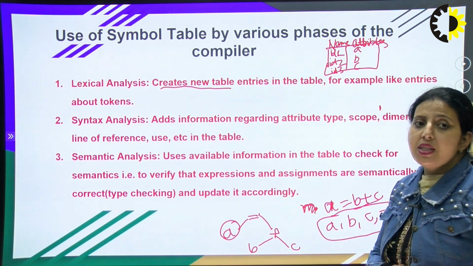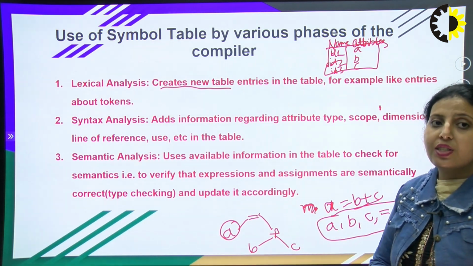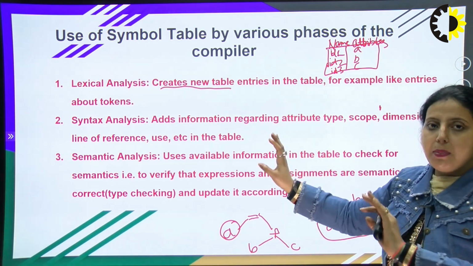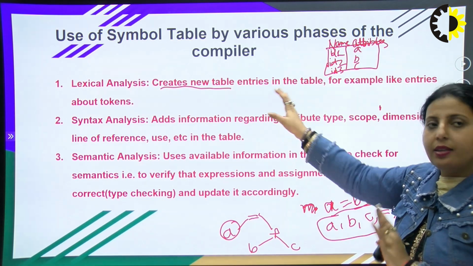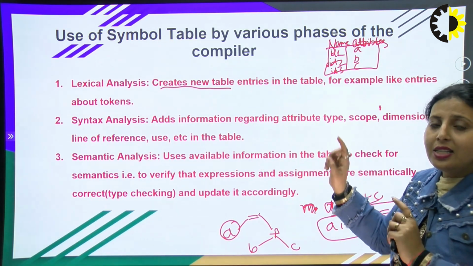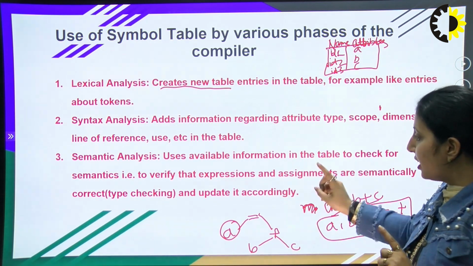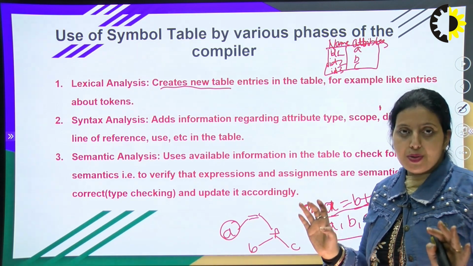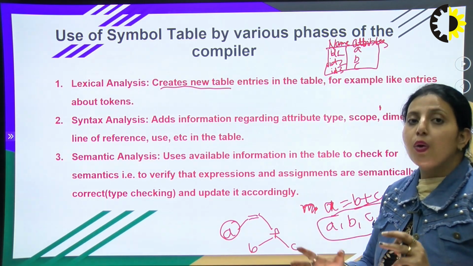Basically, it uses available information in the table to check for semantics. The symbol table has been created by the lexical analysis phase and the syntax analysis phase. Now, the third phase, which is the semantic analysis phase. For this phase, the input is the parse tree. It produces an annotated parse tree.